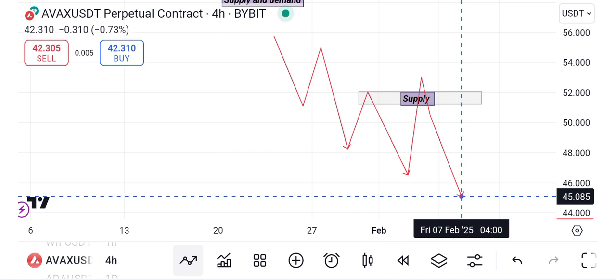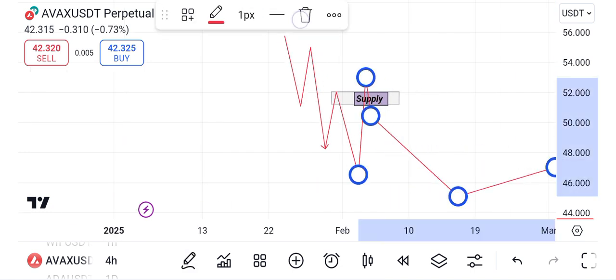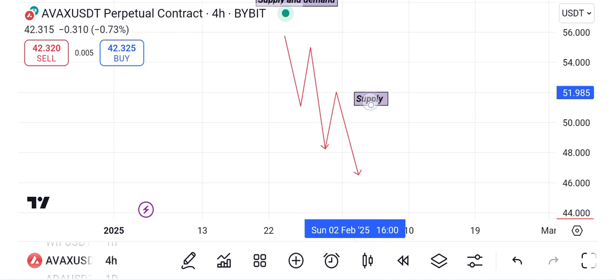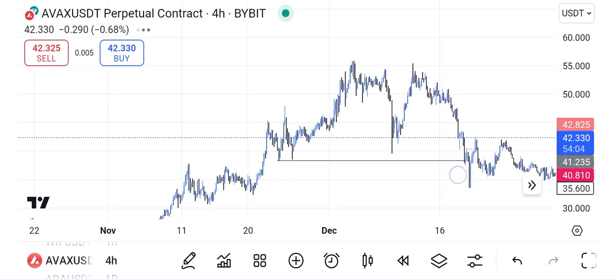So let's just do a quick chart example. This video is getting long already, but let's just do a quick chart example here. So I'll show you how it works in the real chart. Let's see.